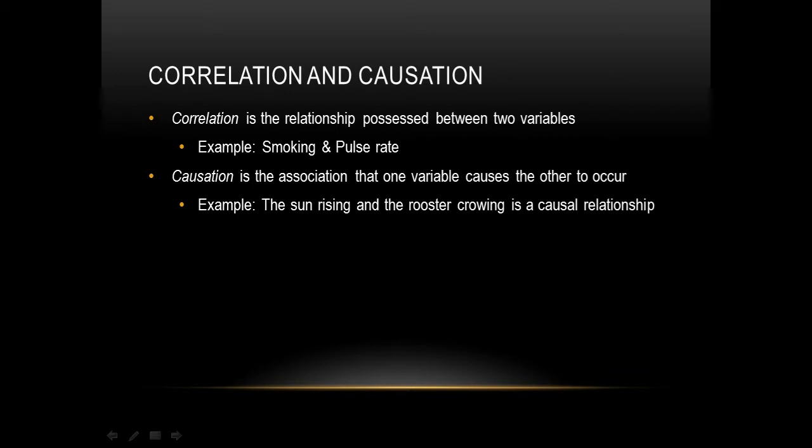The causation is the association that one variable causes the other to occur. A perfect example of that is when the sun rises, the rooster starts crowing. That's a causal relationship. The rooster would not crow if the sun was not rising. So the sun rising causes the rooster to crow. But a huge point to talk about is that correlation does not imply causality. It could be perfectly correlated, but it does not mean that there's a cause behind it.